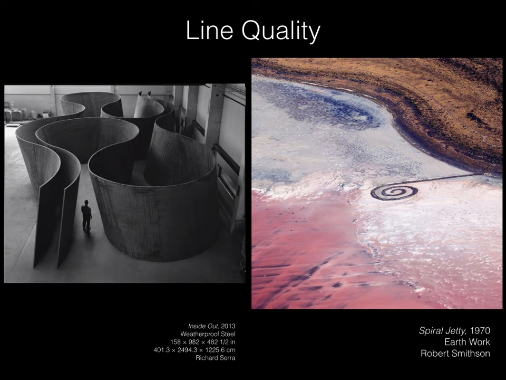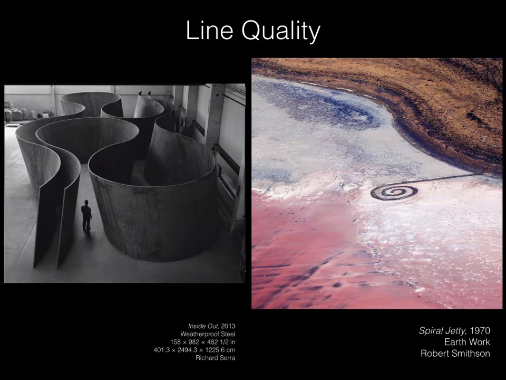All right, some other examples of line quality in three-dimensional forms. On the left we have Richard Serra's Inside Out. This is a huge steel sculpture, and we know it's huge because we can see that tiny little figure showing us the scale of the piece. These steel pieces are actually made in shipyards because that's the only type of tools we've developed that can handle this size of steel.